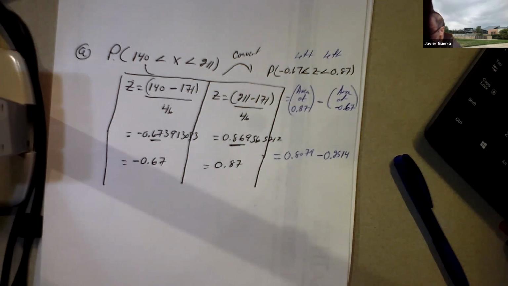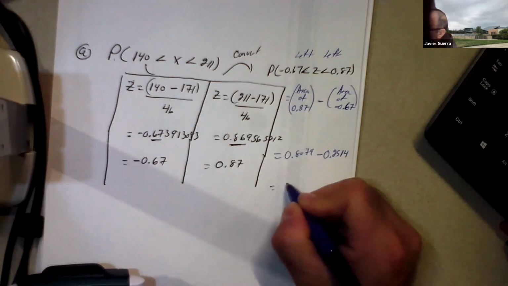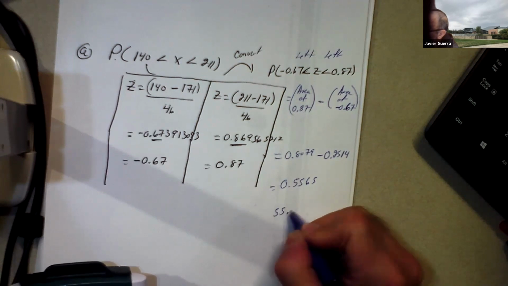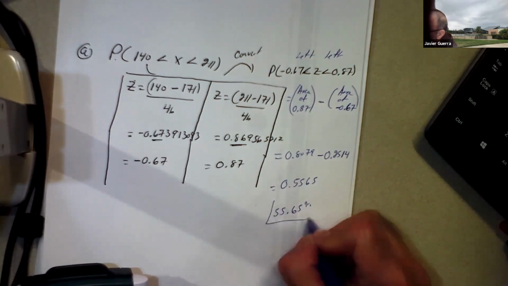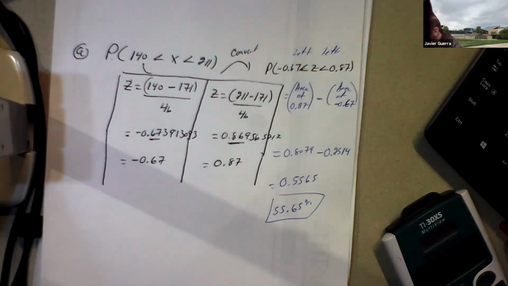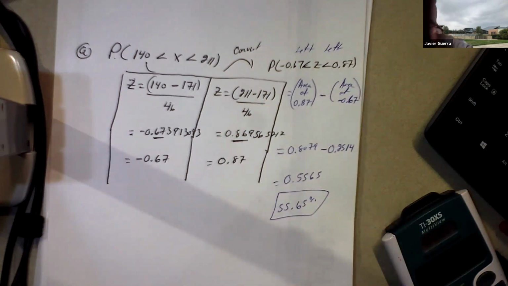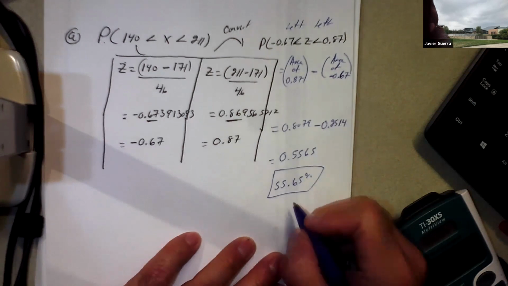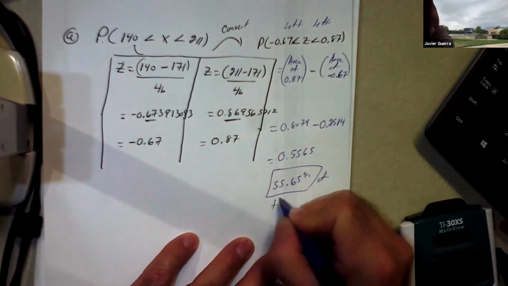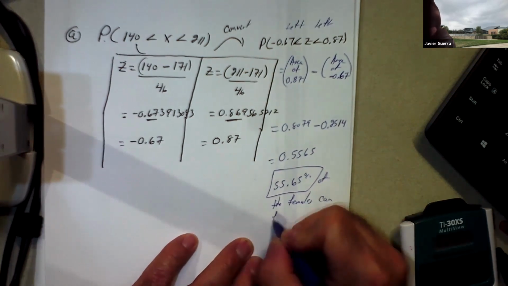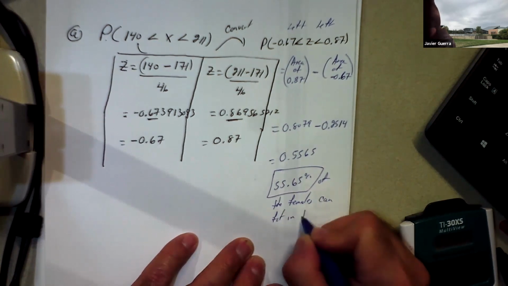Oh, I forgot the decimal. 55.65%. So 55.65% of the females can fit in the aircraft.